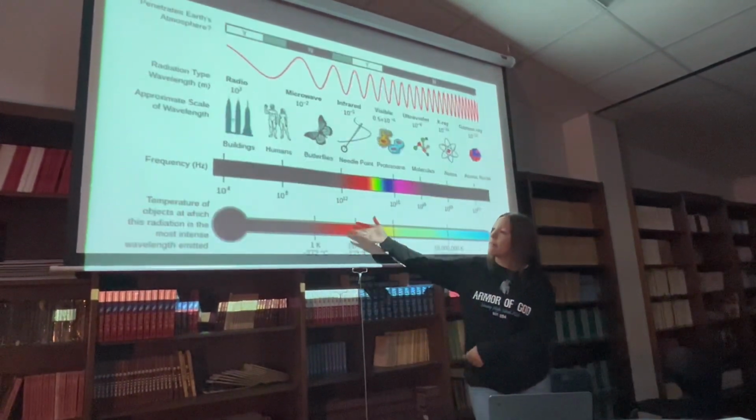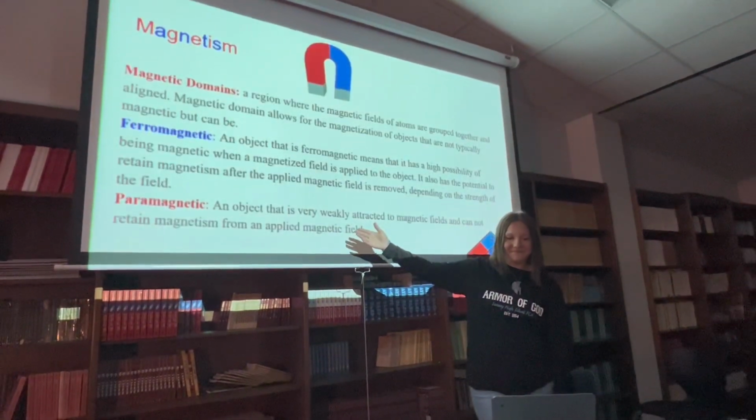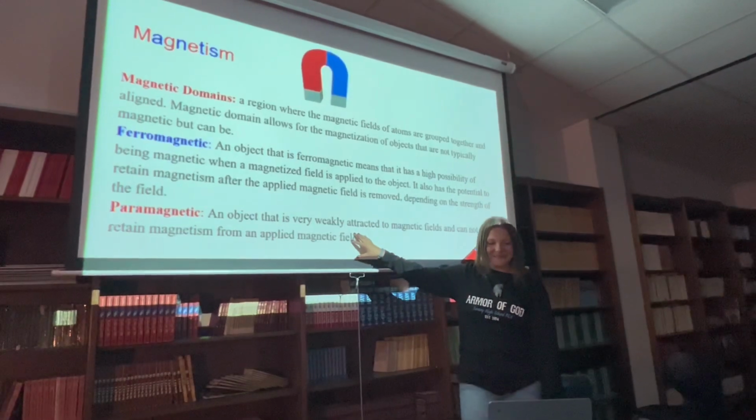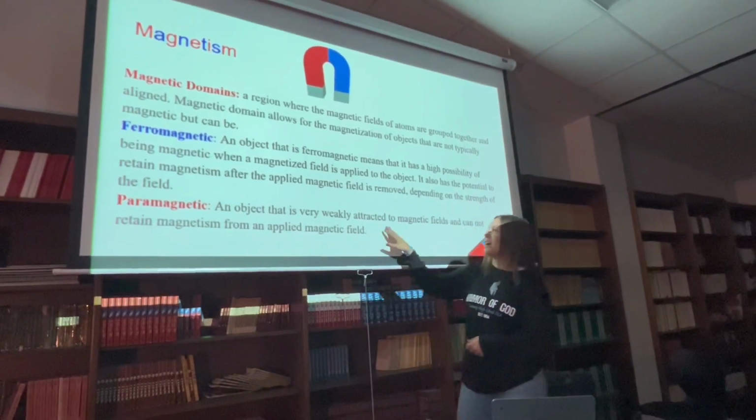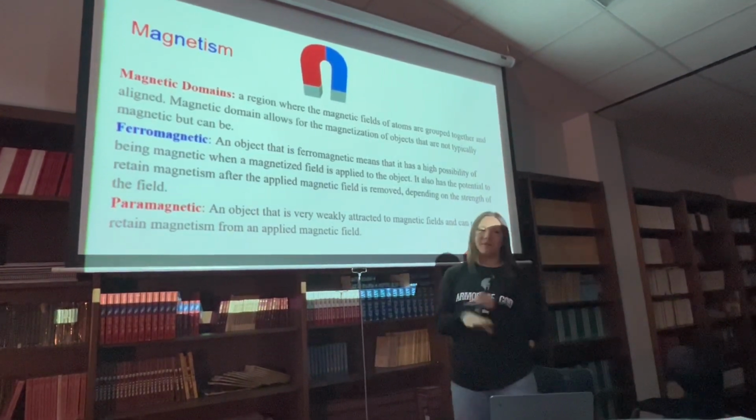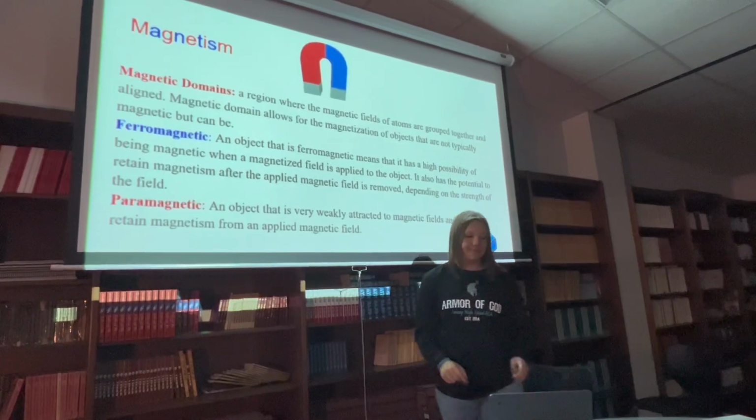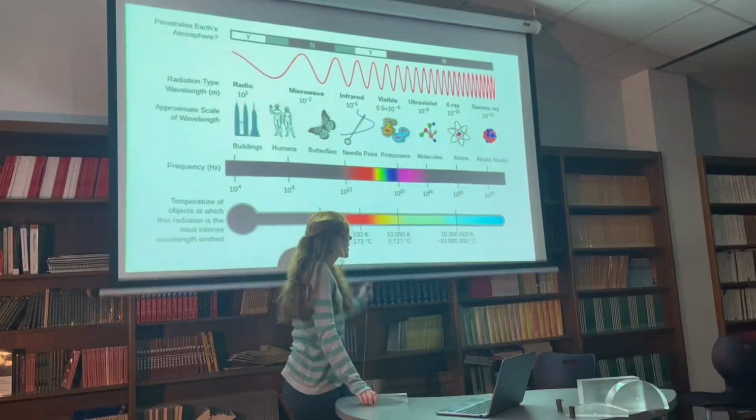And finally, paramagnetism is an object that is very weakly attracted to magnetic fields and cannot retain magnetism at all. That is all.